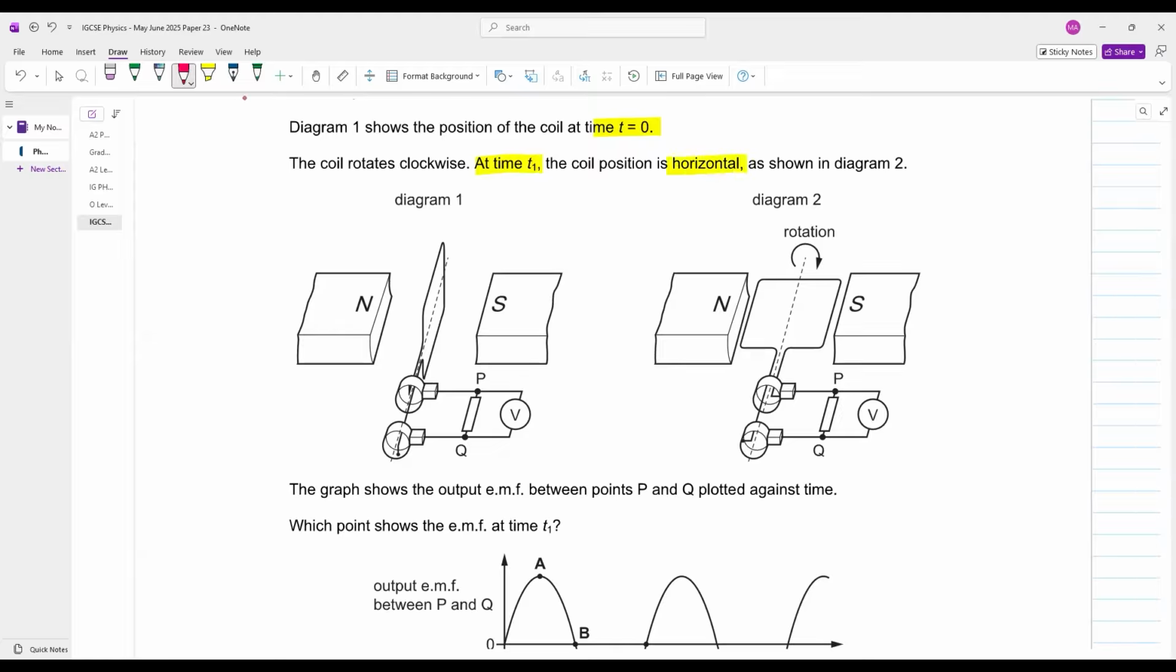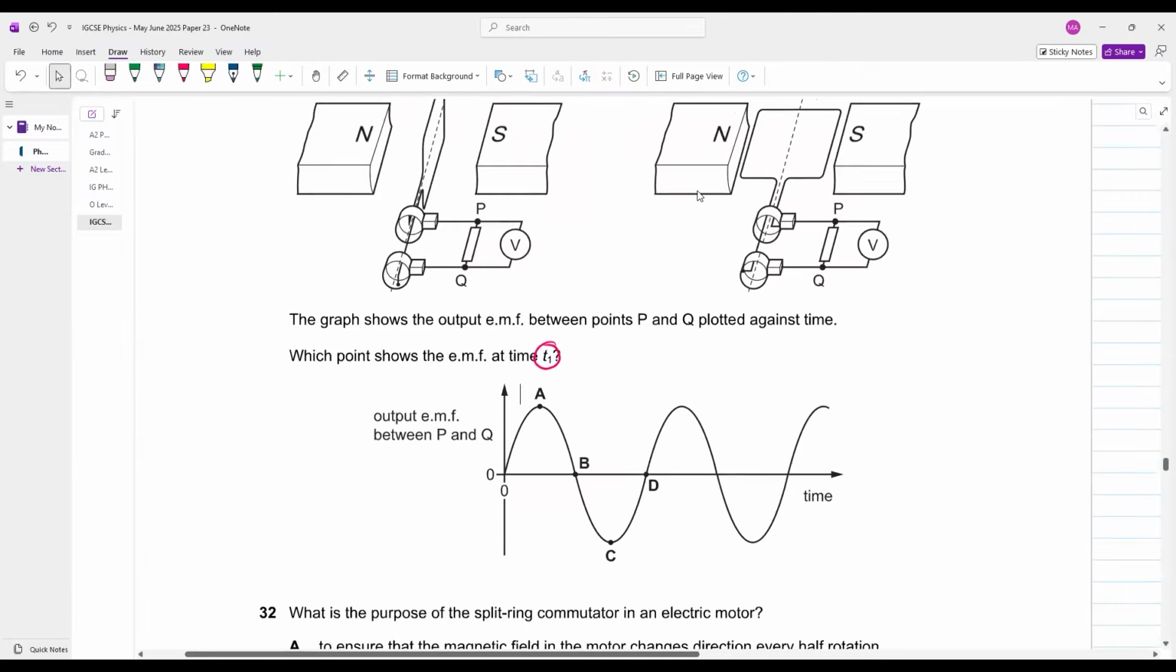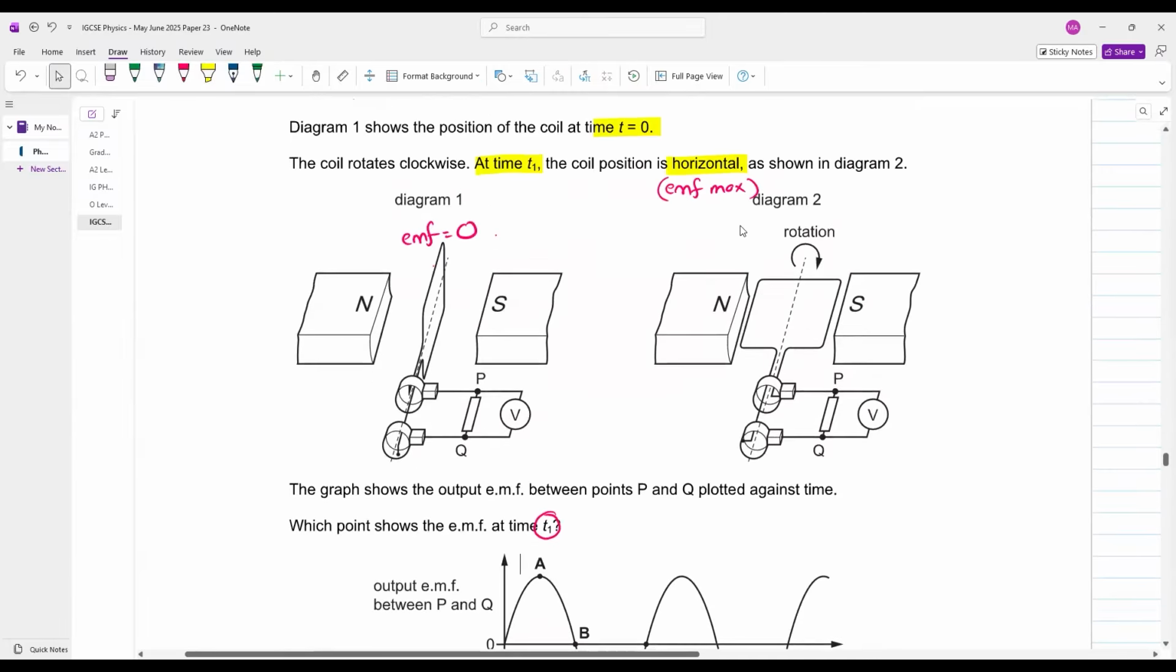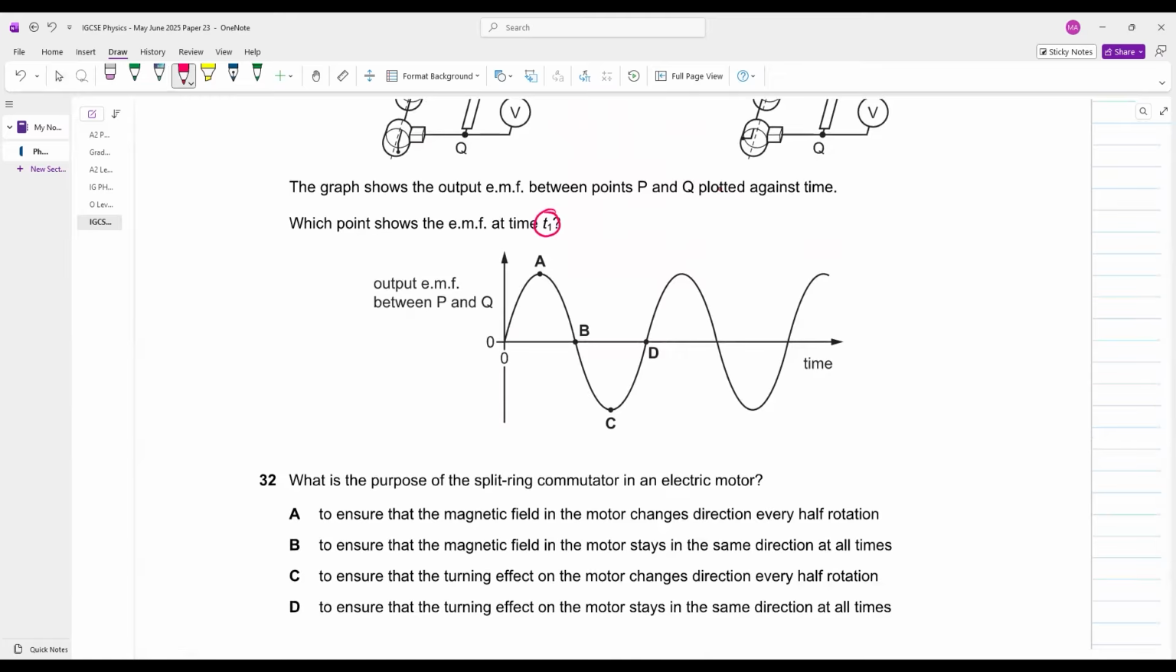बेटा AC जनरेटर में मैंने हमेशा क्या बताया है? EMF is maximum when you are in the horizontal position and when you are in the vertical position EMF is 0. Perfect. The graph shows the output EMF between point P and Q plotted against time. Which point shows the EMF at time t1? Can you realize at time t1 you are in the horizontal position? Horizontal position पे EMF maximum होता है. A is your answer here.